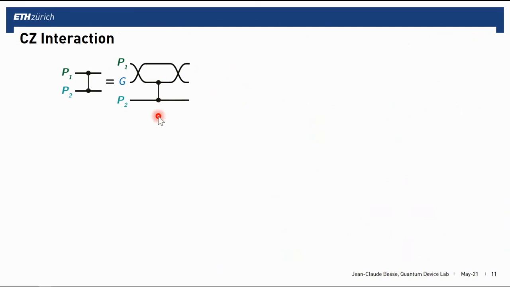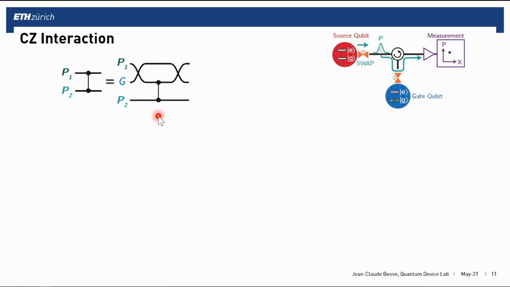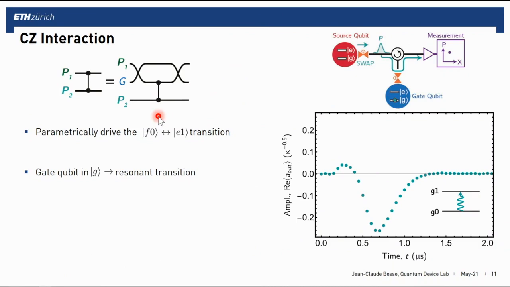What we do for that is simply reflect a photonic qubit from our system while strongly parametrically driving the F0-E1 transition of the gate mediator chip. The reason this works to generate a controlled phase gate is because if you have the gate qubit in the ground state, the photon sees a transition. It's resonant with a transition, and so it's reflected in phase.